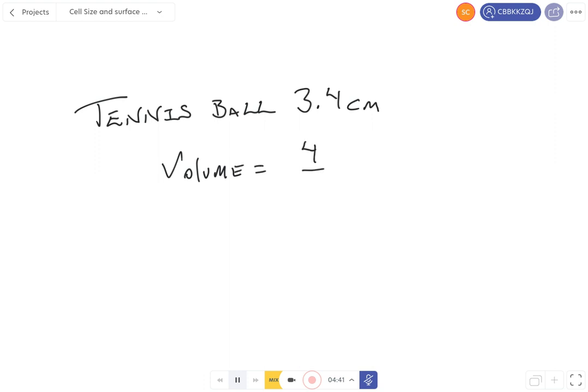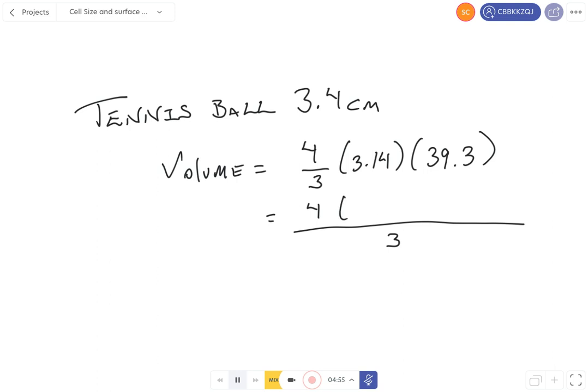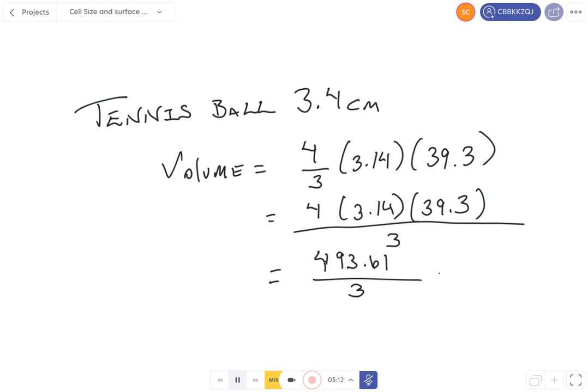Now, some people get confused by this 4/3 part. But really, all you have to do is multiply the numerator, 4, times 3.14 times 39.3, and divide all of that by 3, because really it's just basic math of fractions where you multiply the numerators and you multiply the denominators, and then you divide the top by the bottom. So when we do that, we have 493.61 divided by 3, which equals 164.54 centimeters cubed.